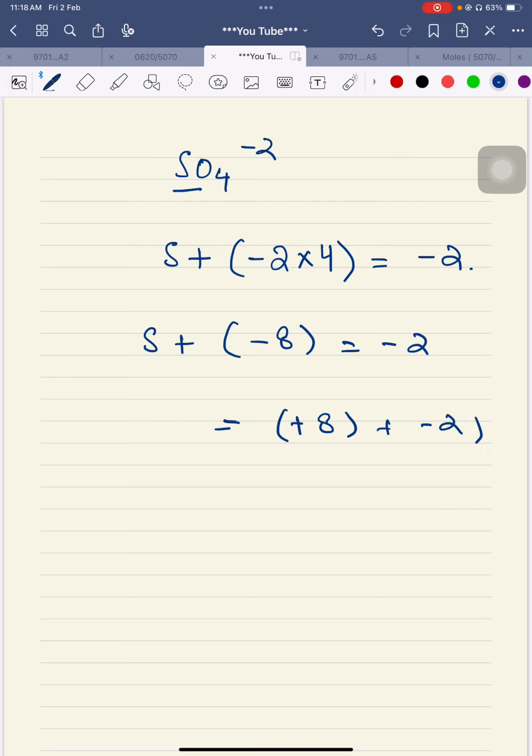and then -2. With the passage of time, if you make more and more practice, after making some practice, it will not be required that you write all this story. It is not required that you write this whole calculation. So this +8 and -2 will become +6. So sulfur's oxidation state will be +6 here. This is how we are going to calculate the oxidation state of the elements in a radical as well.